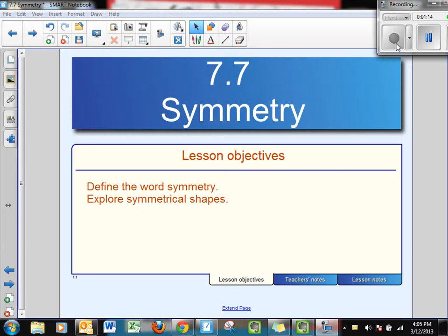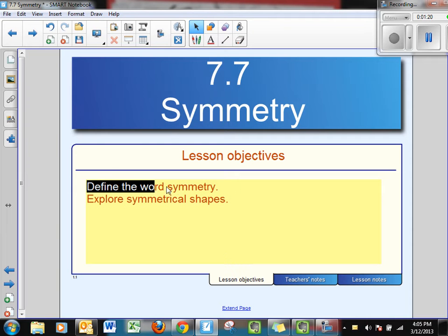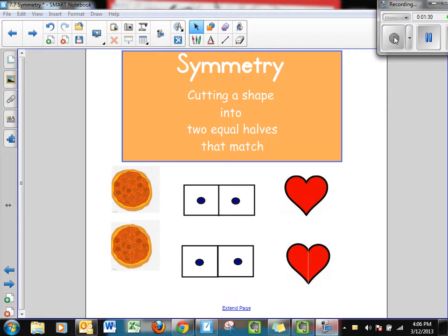Now that we're warmed up for today's math lesson, we're going to be talking about something called symmetry. What we're going to do today is define the word symmetry, as well as check out some symmetrical shapes. The first objective we have was being able to explain what symmetry meant.